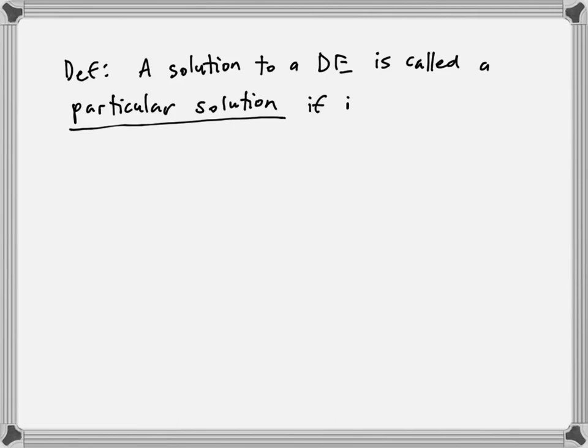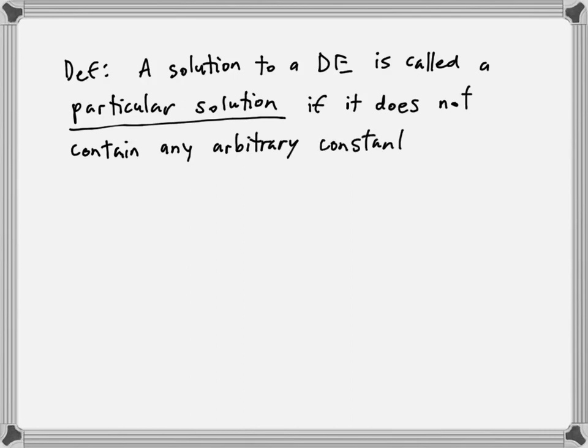If it does not contain any arbitrary constants not present in the original differential equation. Okay, so the only way it can be called a general solution is if it has new constants that are arbitrary, like C1, C2, all the way up to Cn. If the only constant it has, for example, is a k, and that k appeared in the original differential equation, that does not count as a general solution. It would just be called a particular solution.